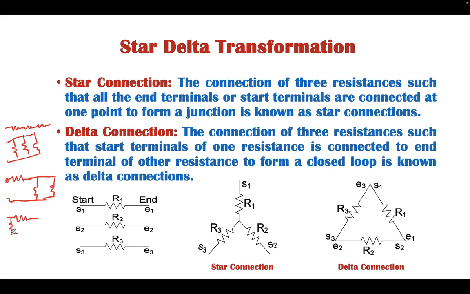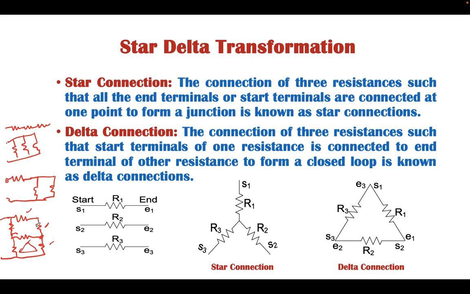Let me consider this network connection. In this case, we cannot say these two resistors are in series or in parallel. Similarly, we cannot say these two resistors are in series or parallel, and these two resistors are in series or parallel. They make a combination in such a way that three elements are either connected at a common point, or the three elements are making a loop.